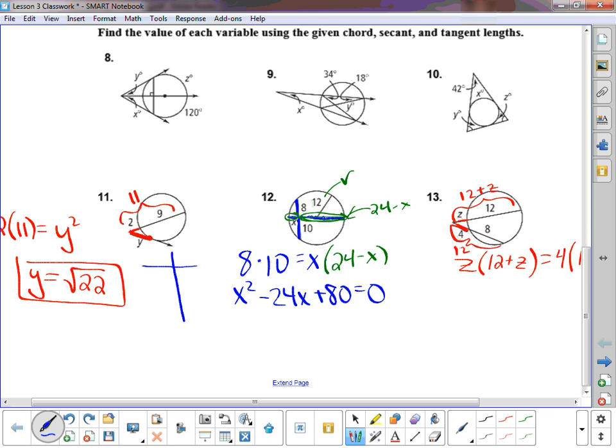So you get positive 24, negative x. So when you add your x over, subtract your 24, your 80 is still positive. You could have subtracted the 80 over, and then you would have had to factor out a negative. I don't like that. Alright, so we need what multiplies to 80, adds to negative 24.